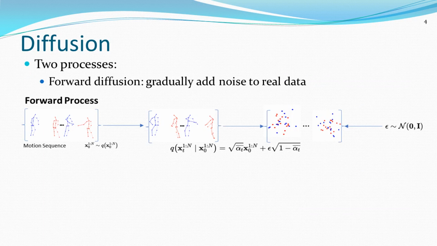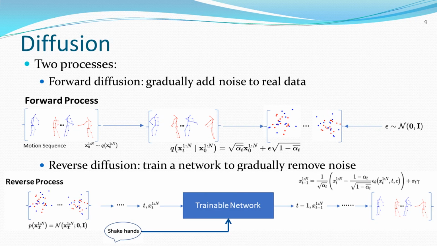Diffusion contains two processes. The first one, forward diffusion, is where we gradually add noise to real data. So starting from a real motion sequence, we'll add noise little by little until we obtain a normal distribution. The second process is the reverse diffusion, where we train a network to gradually remove the noise. So starting from a normal distribution, a trainable network with, as a condition, the class label in our case, will remove the noise little by little until we obtain something close to real motion. For this, we use our Bipartite graph interaction transformers.